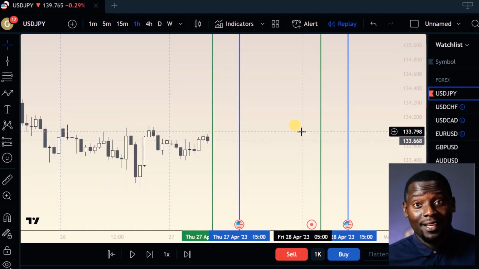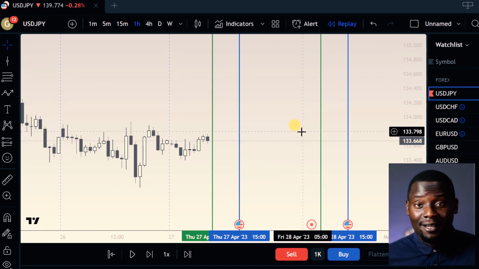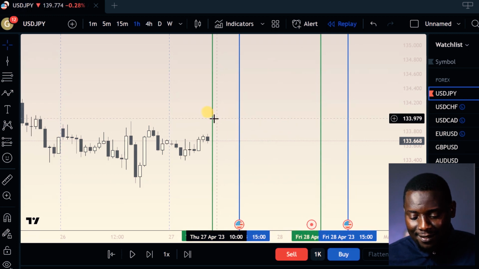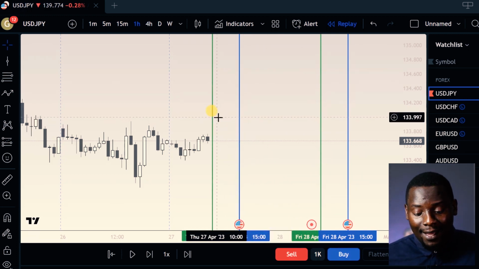Okay, let's go. Okay, so here we are on the charts. I'm on TradingView and I'm on the 1 hour time frame because this is where all my magic happens. I always do it on the 1 hour time frame. So what you're seeing here, I'm sure you can see some of these lines. What these basically mean are the opening times of the session.